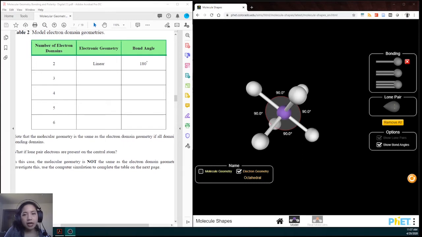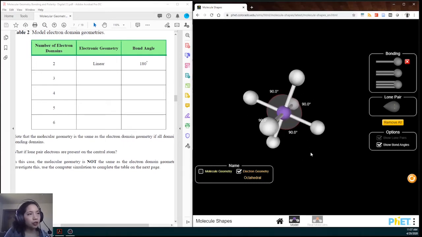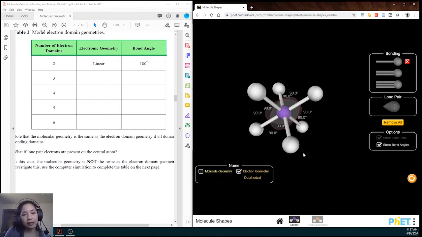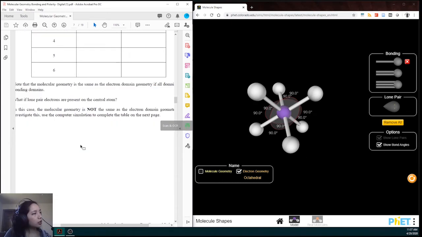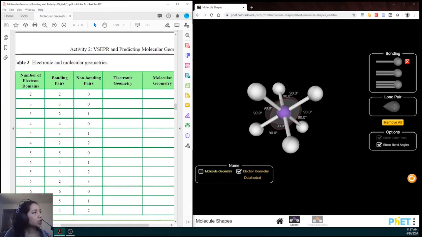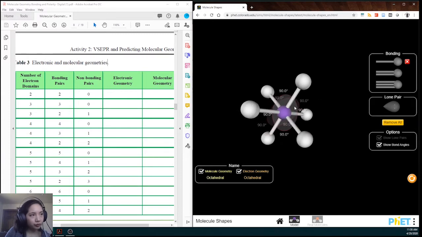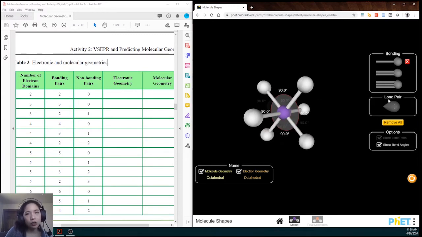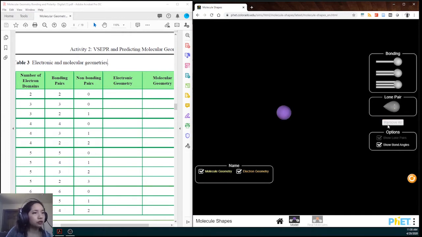Okay, so we looked at these different molecules with different numbers of electron domains, but we only added single bonds. So now the next part of this activity is to look at electron geometries and molecular geometries. So that's what this check mark is. I can check this, and now it will give me the molecular geometry and electron geometry, because this is important, because now we're going to start adding lone pairs to these molecules. So before I just added single bonds, let's now add lone pairs. So let's just start over, remove all.